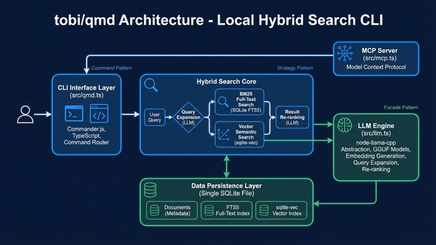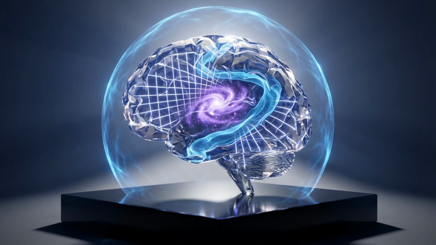All 3 local models, the embedding model at 300 megabytes, the re-ranker at 640 megabytes, and the query expansion model at 1.1 gigabytes, are downloaded from Hugging Face on first run and cached locally. The practical entry point is deliberately simple. Install QMD via npm or bun, point it at a directory of Markdown files, run the embed command to generate vector indexes, and you are ready to search.